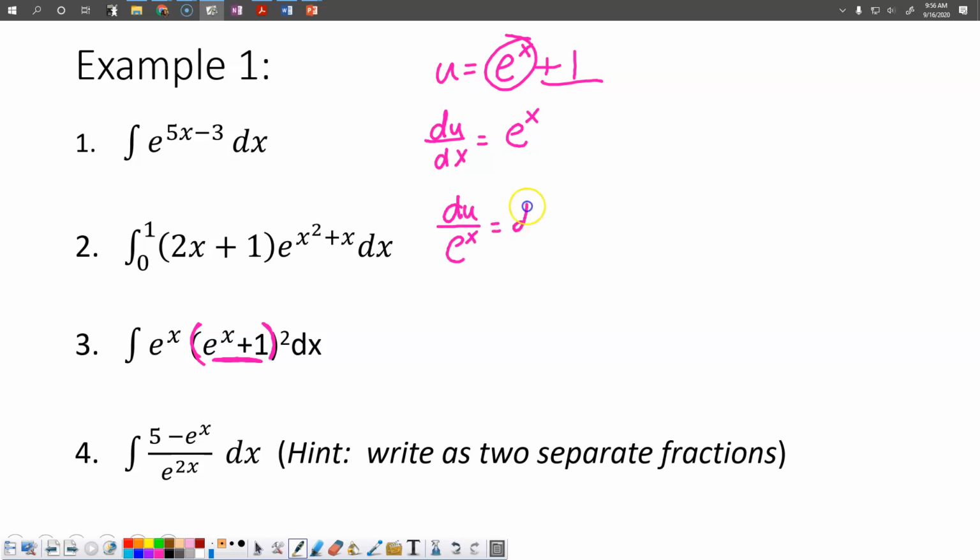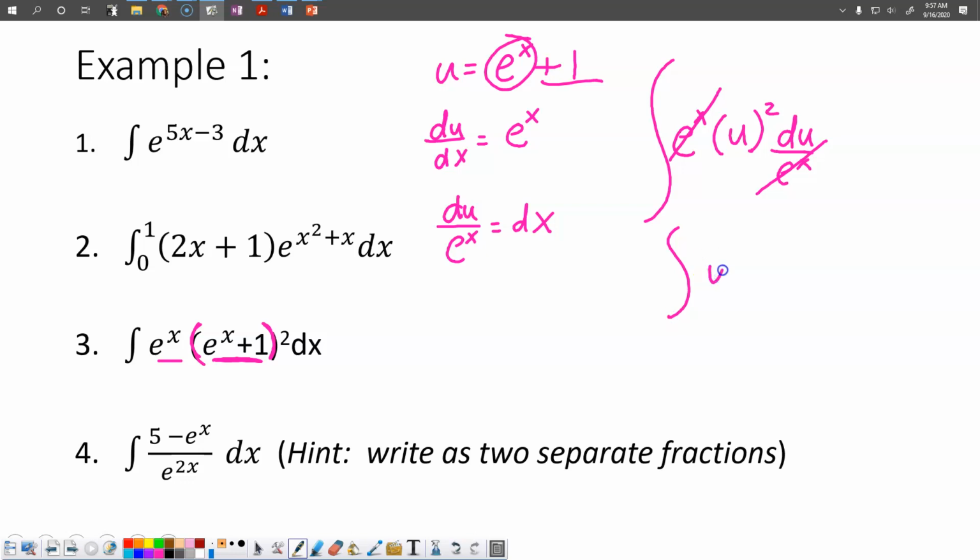Get dx by itself. And then let's do our u substitution. So I have e to the x, I have u squared, and then du over e to the x. And thankfully, those go away. And now I have a nice simple expression.